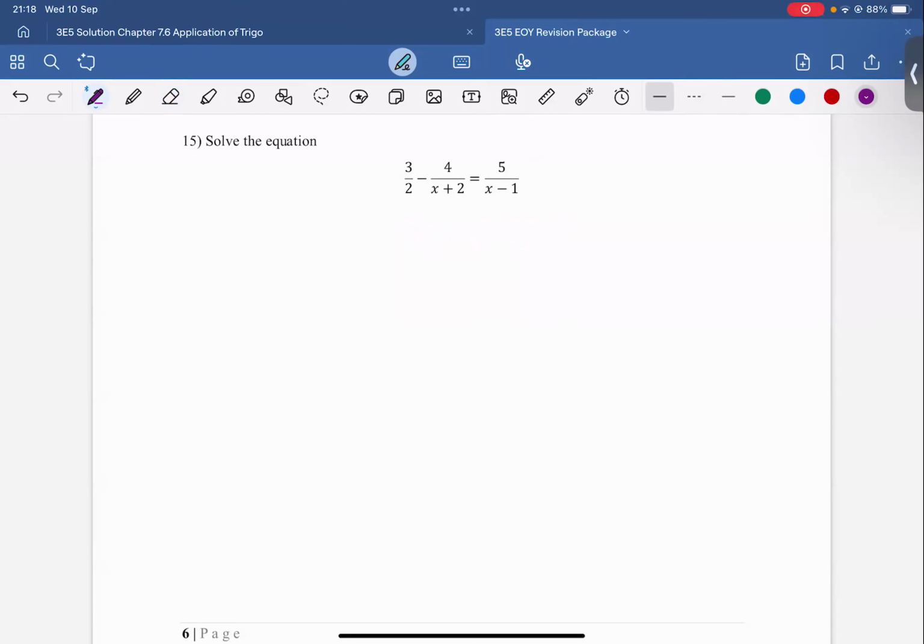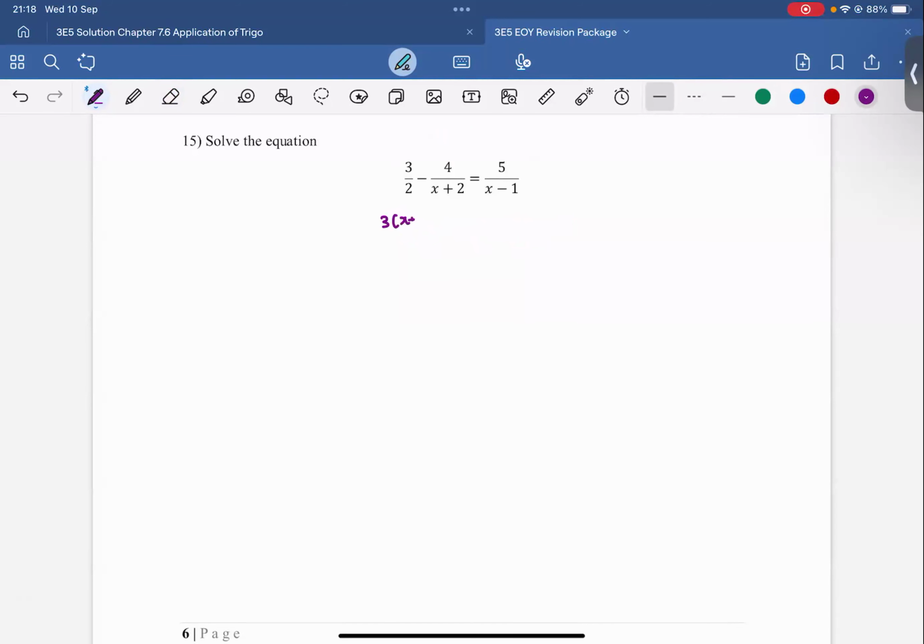Okay, so for this, you cannot cross multiply yet. Why? Because this is not a single fraction. So you have to put this into a single fraction first. So how to put that into single fraction is how do you add and subtract fractions? Common denominator. Okay, so this makes the denominator the same.